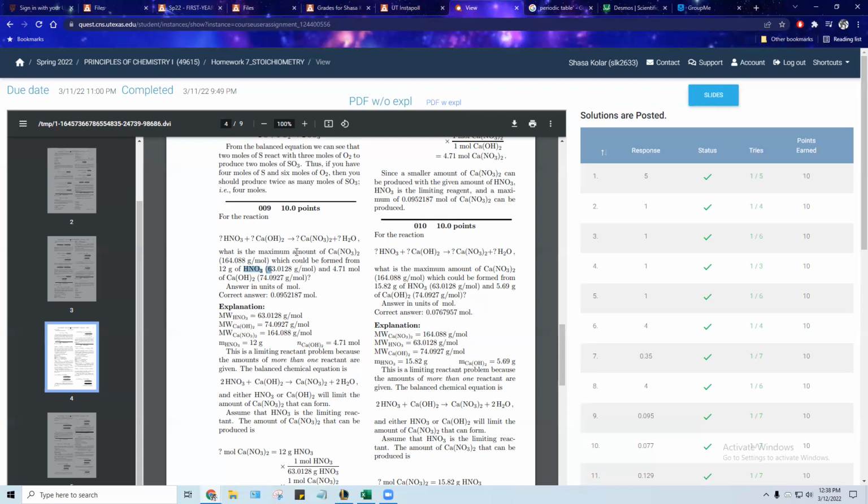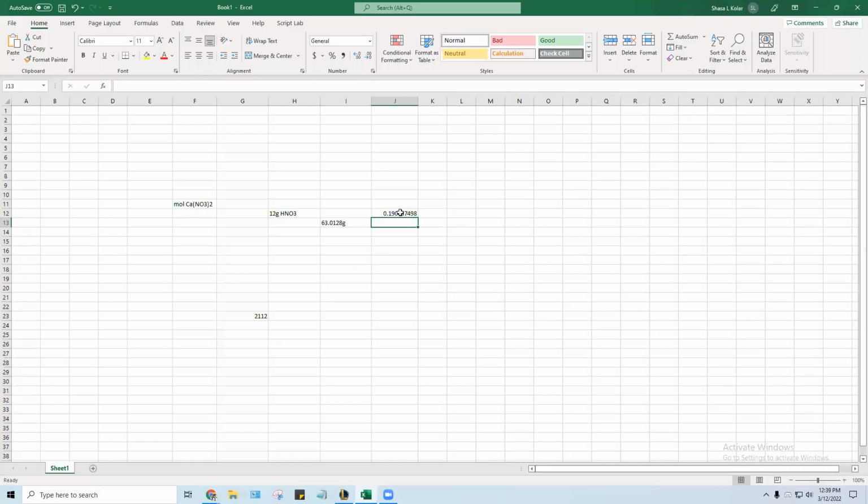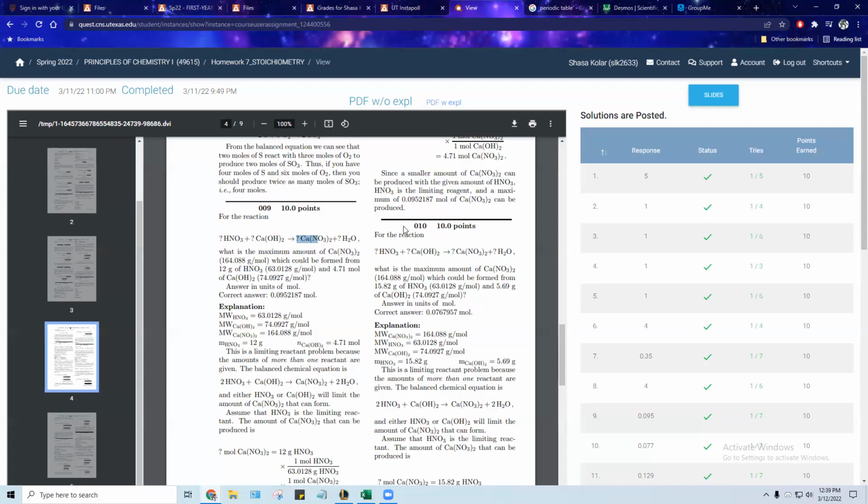So how much could be formed? How many moles of this can be formed? So this is also 1, but this is equivalent over 2. So we want to divide this by 2 real quick. So we put a little parenthesis there. We put times 2. So that's dividing it by 2. So we get 0.095. And as we can see, 0.095.